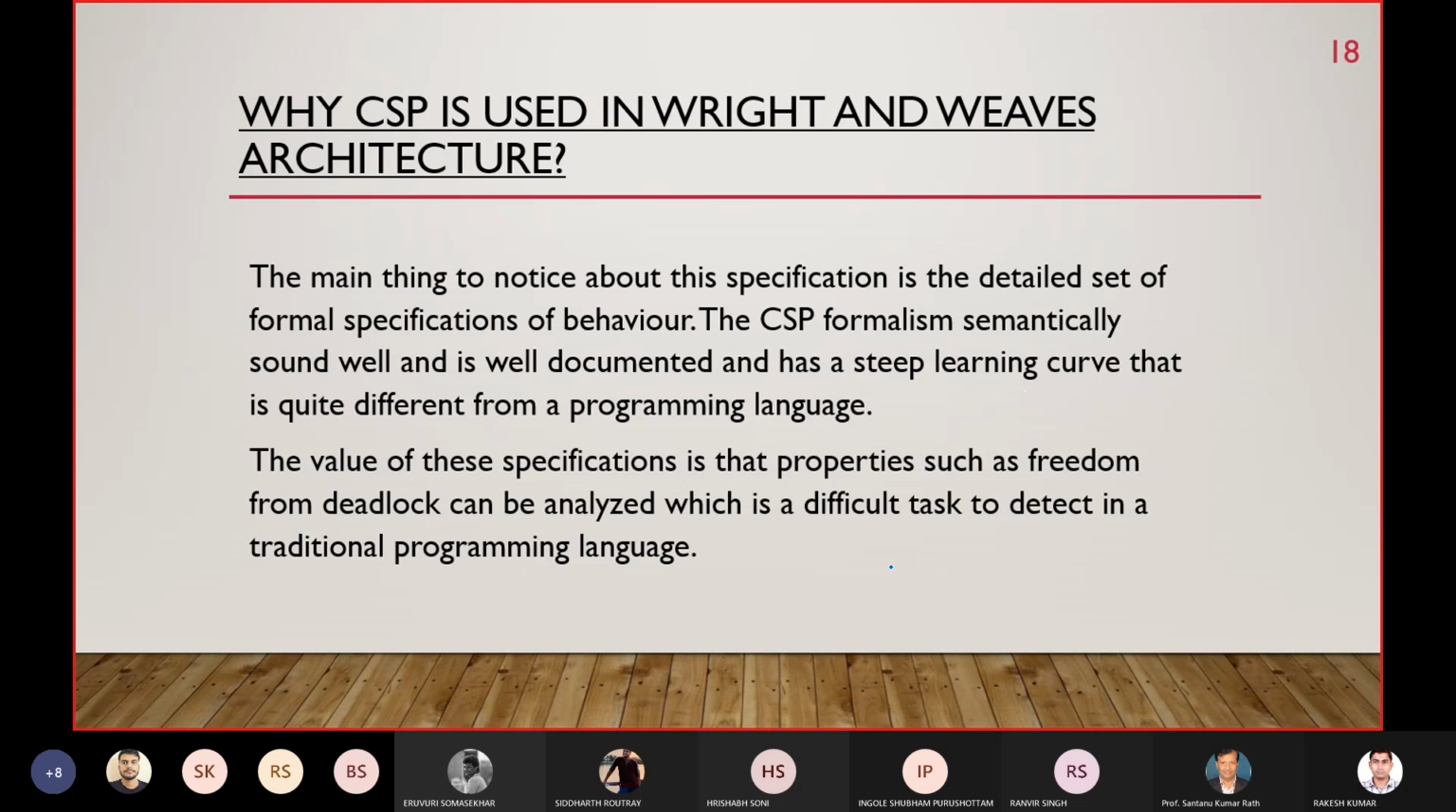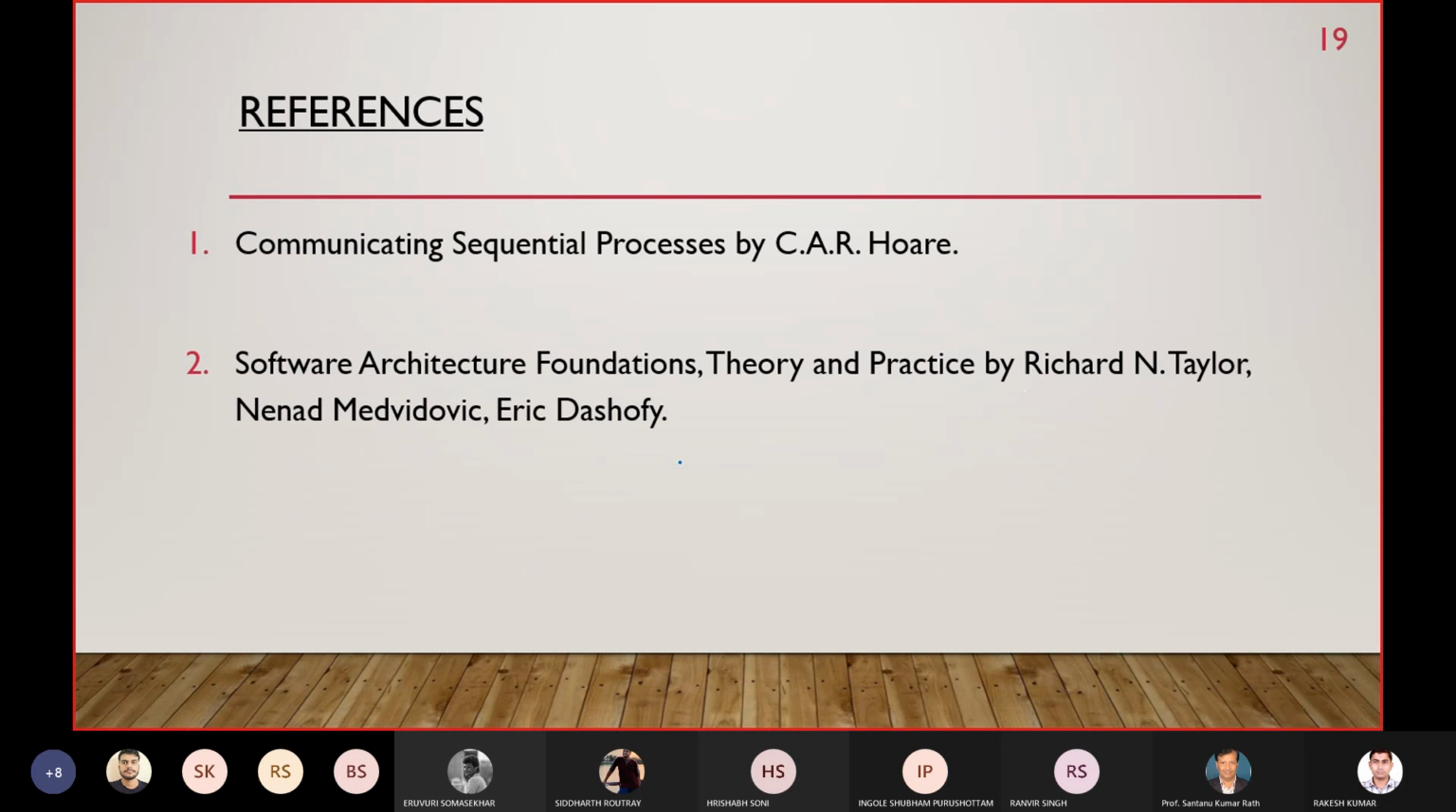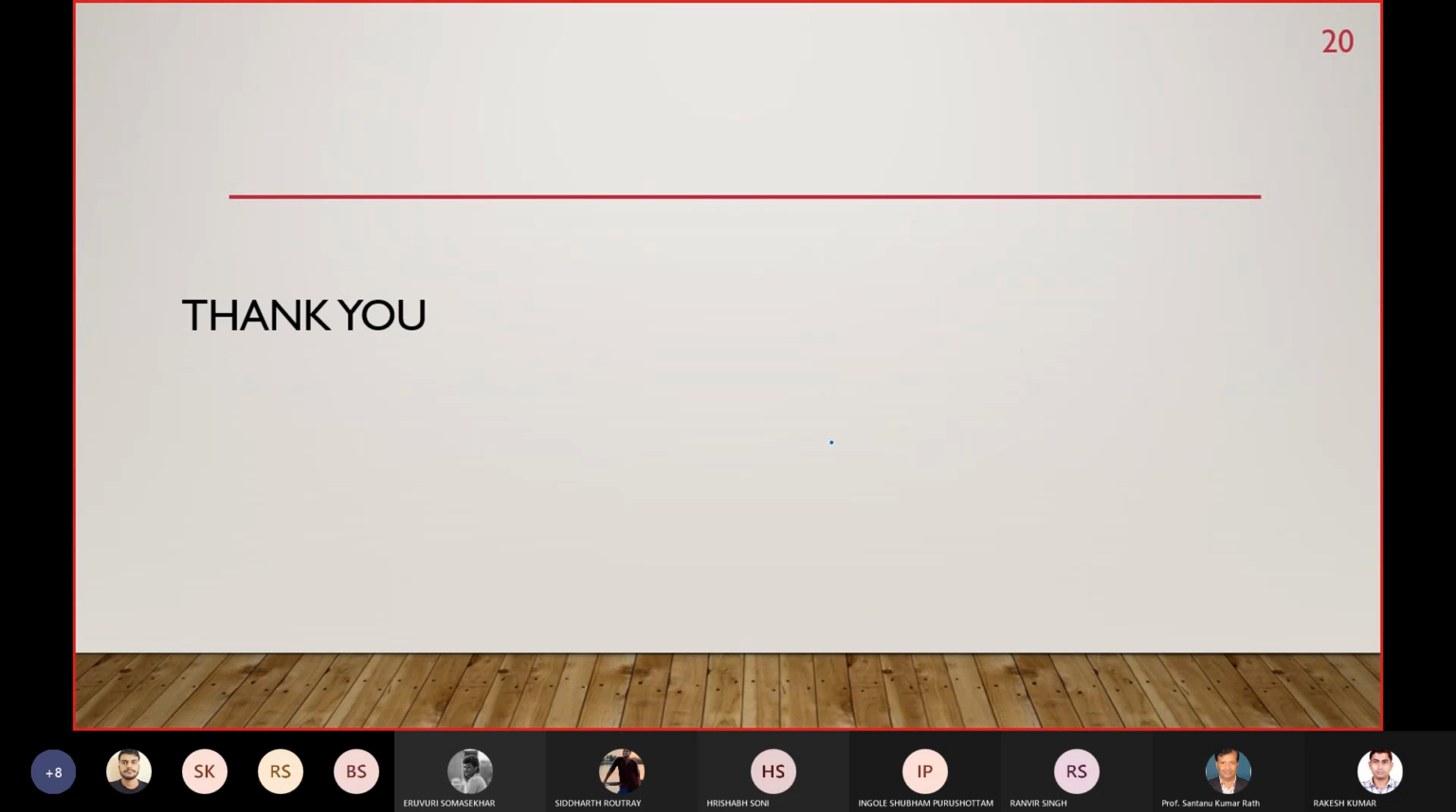Okay. So the references are the Communicating Sequential Processes book by C.A.R. Hoare and the Software Architecture book by Richard N. Taylor. Okay. Thank you.